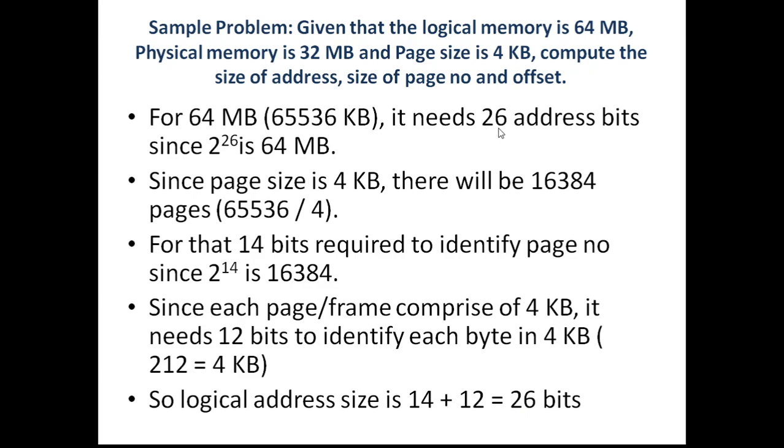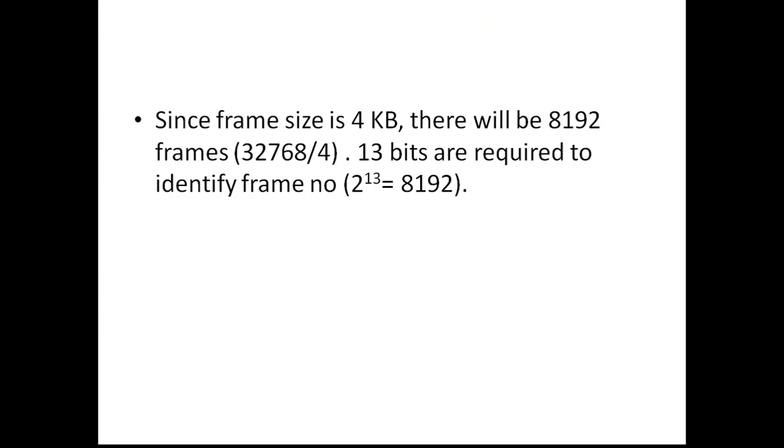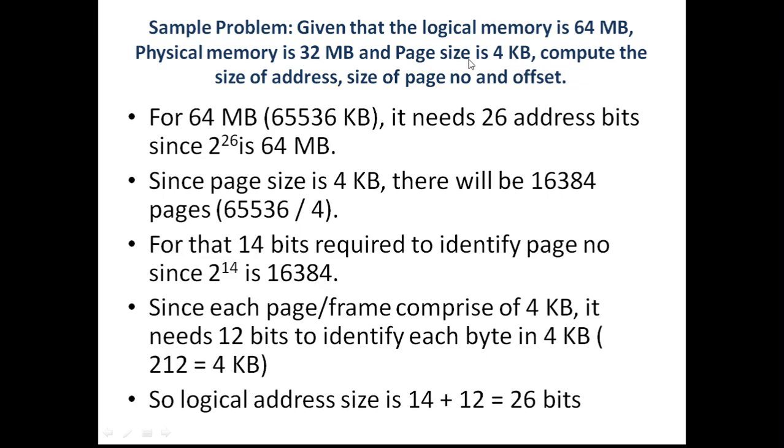So in one step we calculate the total address size, but we just have to calculate the split: how many bits are to be used for pages and how many bits are to be used for offset, and that is what we have done in the remaining steps. Now what is left is calculation of the physical address. Since the frame size is said to be 4 KB, that is same as page size, so it is also 4 KB. And what is the memory size given?